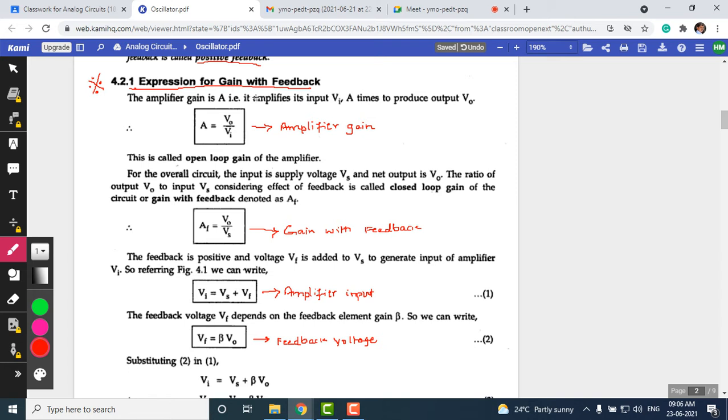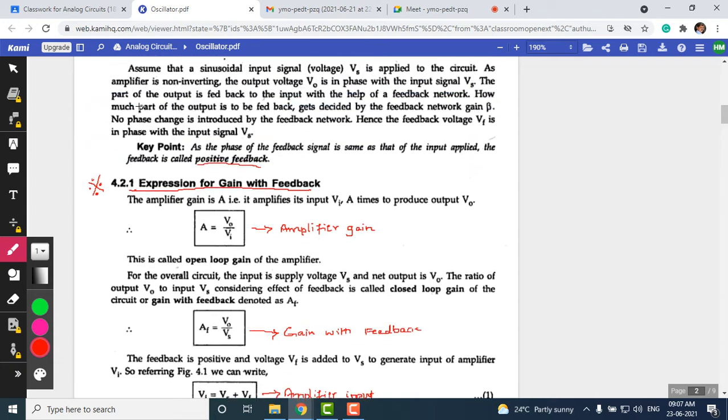Though we are discussing this in the oscillator chapter, because an oscillator uses positive feedback, the main usage of this expression is in module 3. There we dedicate one chapter to feedback itself, and we will study different types of feedback topologies also. Okay, so let us now derive the expression for gain with feedback.